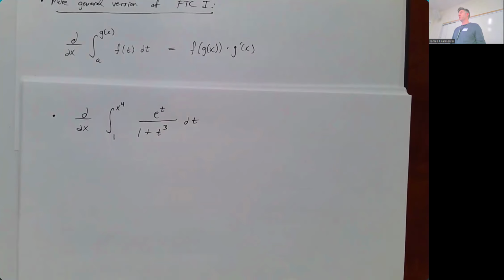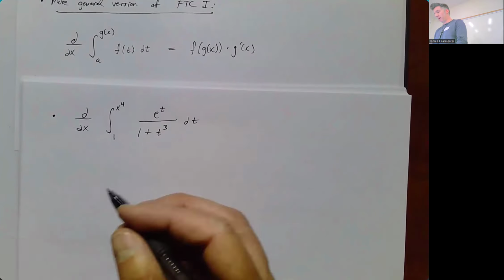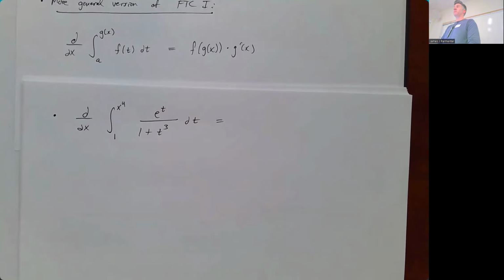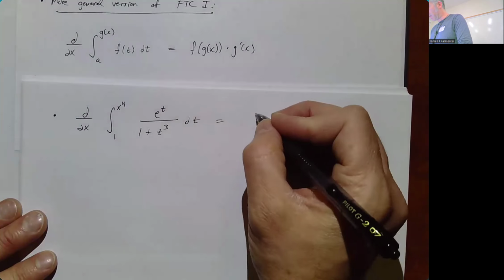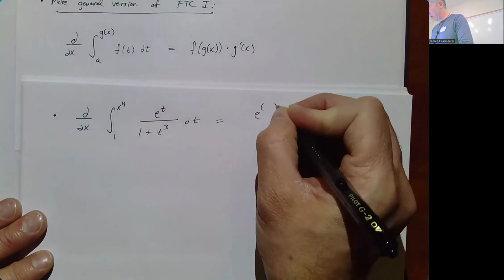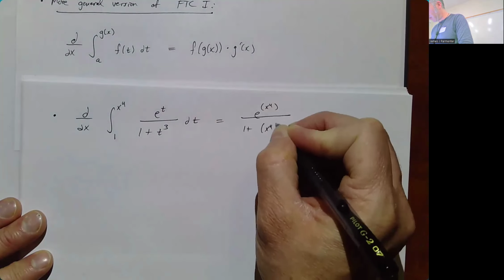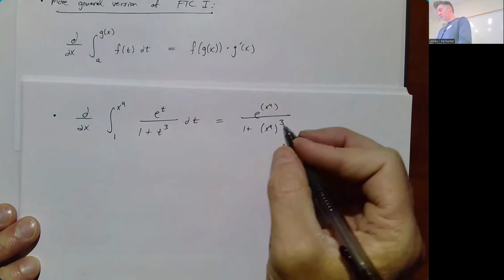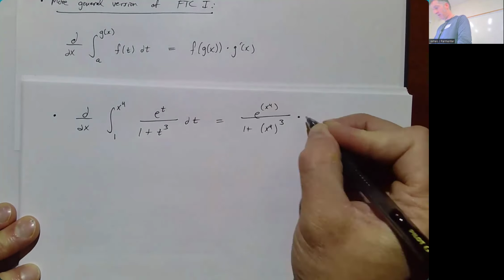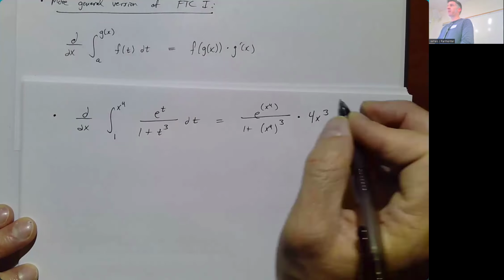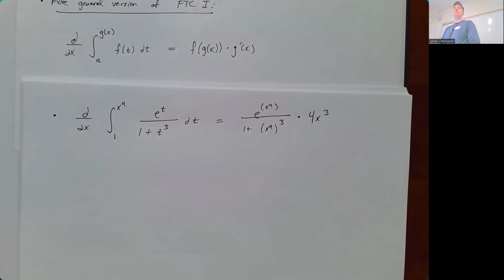The fundamental theorem of calculus tells us we don't need to actually find the antiderivative. We just bypass it. We say, well, everywhere I see a t, what am I going to write instead? X to the fourth. So I'm going to have e to the x to the fourth over 1 plus x to the fourth cubed. And then what do I have to multiply by? 4x cubed. And we're done. That's all there is. Nothing more to do.